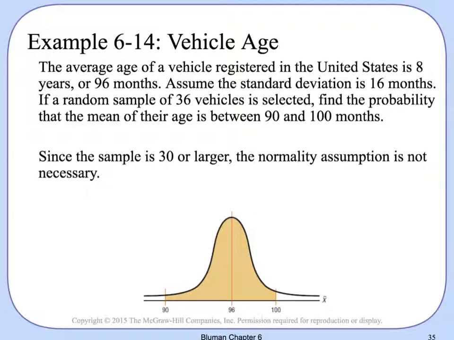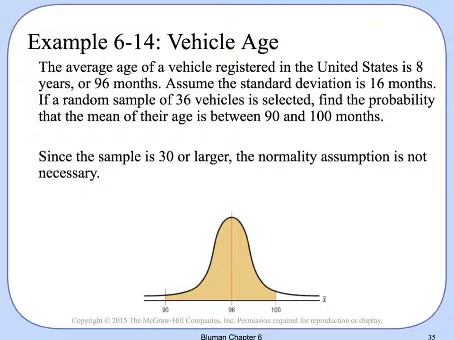So just say here, since a sample is 30 or larger, the normality assumption is not necessary. When you have a sample that's bigger than 30, you don't even have to assume normality. You can just use normal distribution. So anyway, we're going to assume that it's normal is what this is saying. Okay, so set this up. Think about what you're going to put for your low, for your high. Pull it apart.